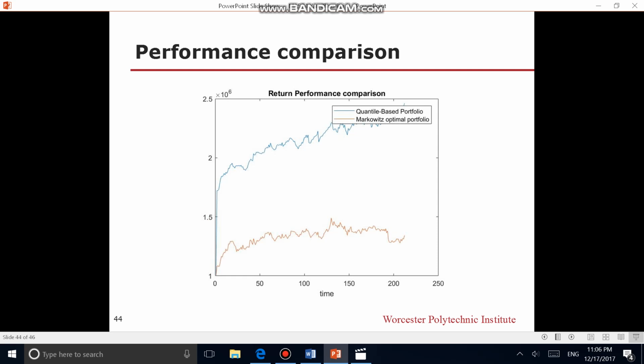Here is the result for return performance. We can see that the quantile-based portfolio has a much higher return than the Markowitz optimal portfolio. That is because we choose the top 5. We improve the model by adding more highest performance assets and shorting more worst performance assets.